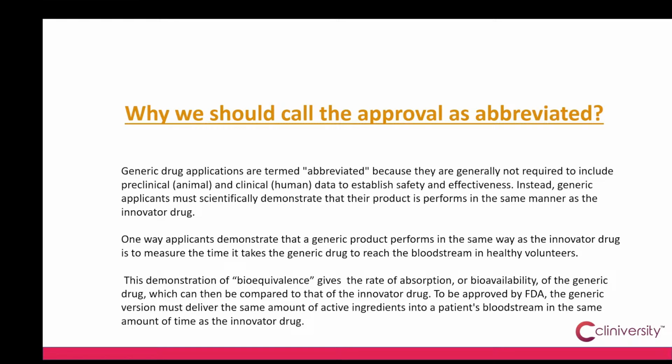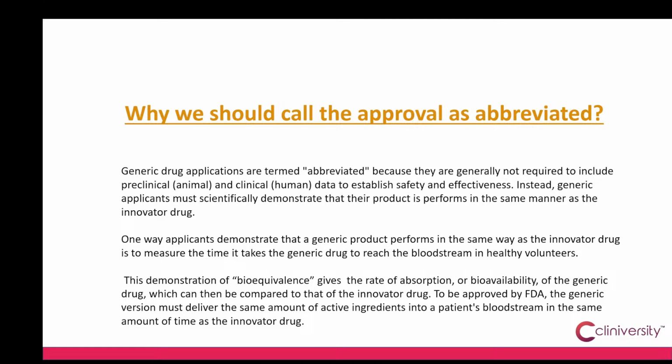So these generic drug people have to prove it, and how are they going to prove it? By conducting a BA/BE study. When you conduct a BA/BE study, we are going to match the safety and efficacy properties this particular drug had during its clinical trial. Even the BA/BE trial has to match it. It is just duplicating the clinical trial. So this is one way applicants demonstrate that a generic product performs in the same way as the innovator drug, and we need to prove that. Only when you prove that are you going to get an approval for your generic drug.